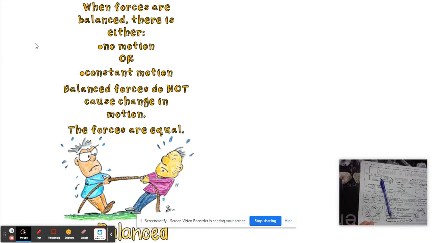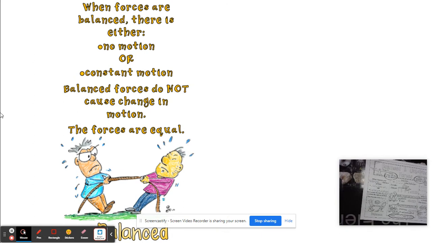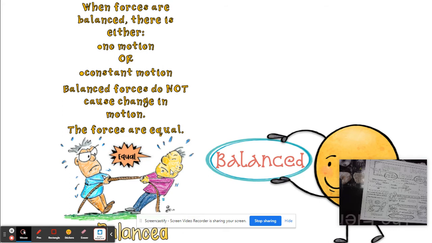The forces are equal. Look at your example here. You've got two guys playing tug of war. Does it look like in the picture anyone is winning? No. It looks like no one's losing. It looks like they have the exact same strength pulling on that rope at the exact same time. Therefore, that is a balanced force. If he let go of it, then it would become unbalanced and this guy would fall. Balanced.